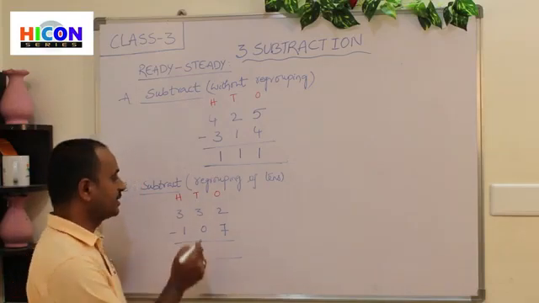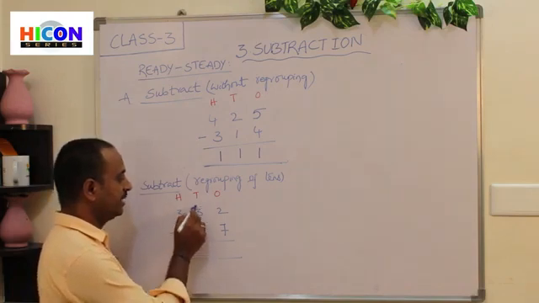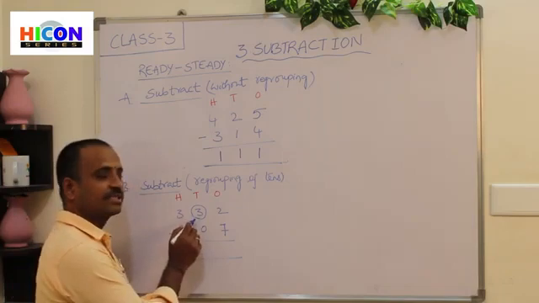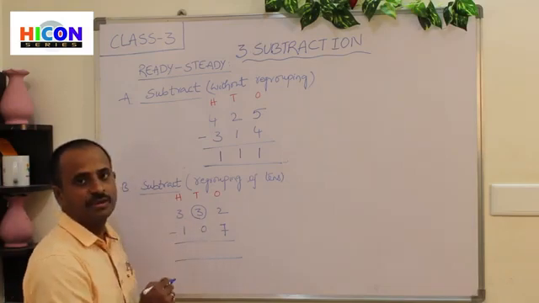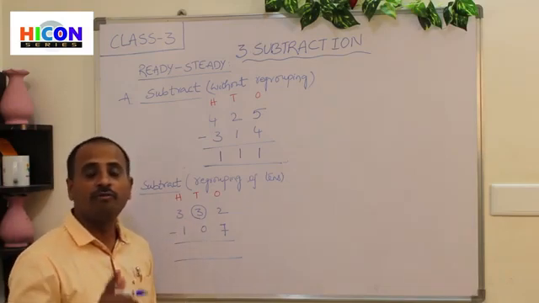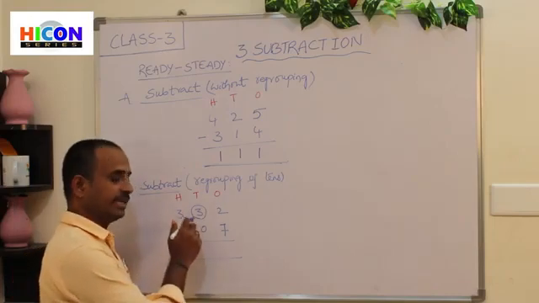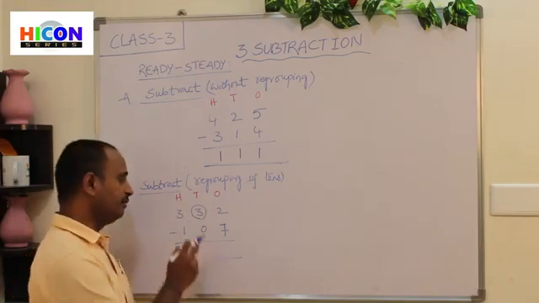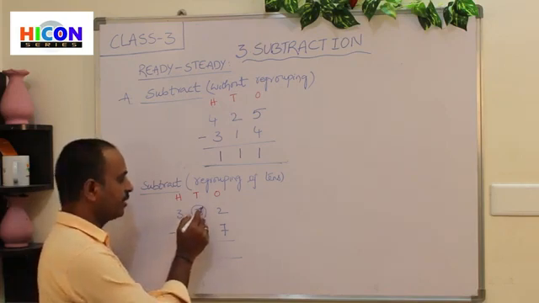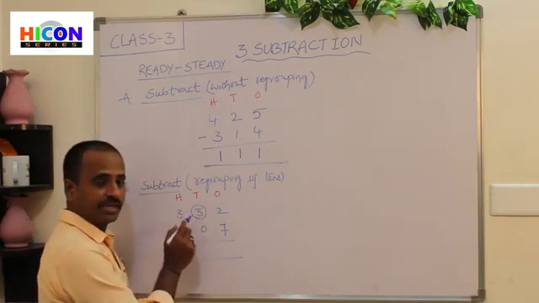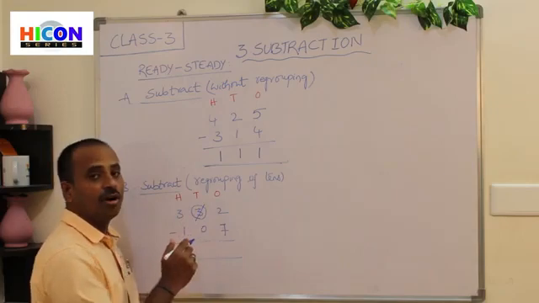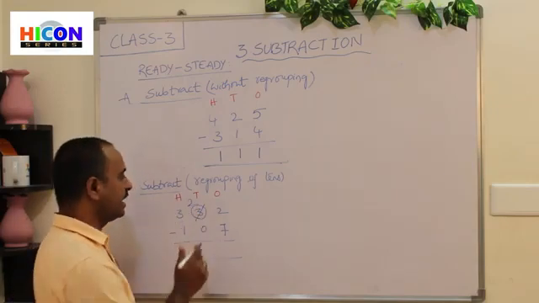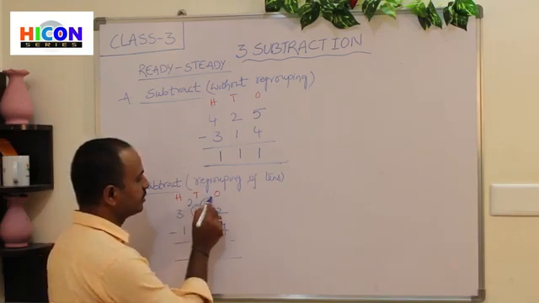So what is the digit present in the tens place here? 3 is present in the tens place. That means 3 tens are present here. So now borrow 1 ten from 3 tens. If you borrow 1 ten from 3 tens, then there will be how many tens? 2 tens will be there. And carry this 1 ten to the ones place.